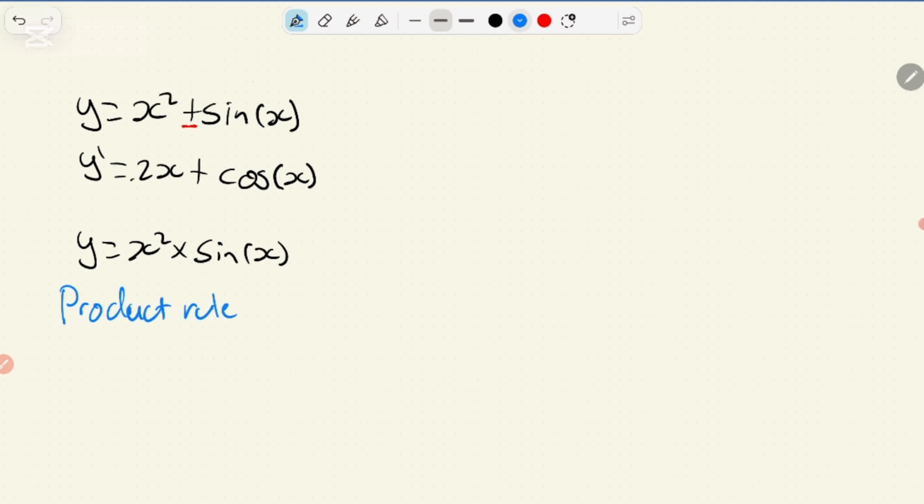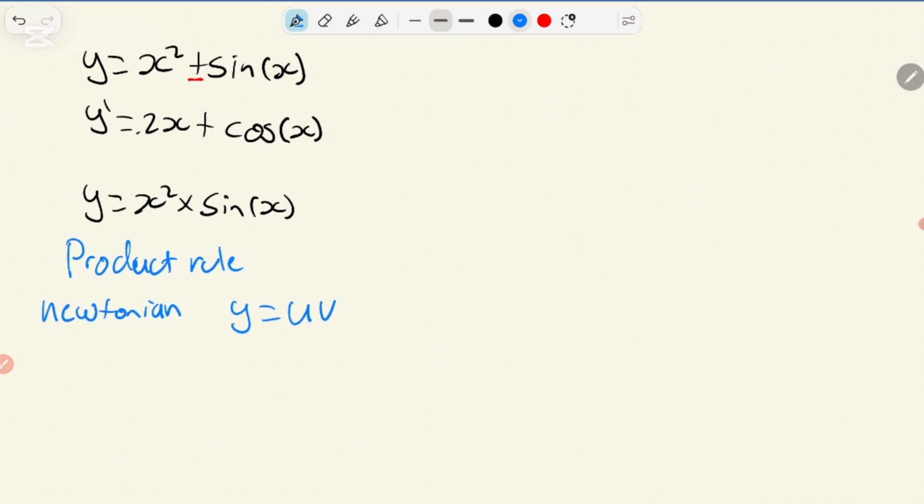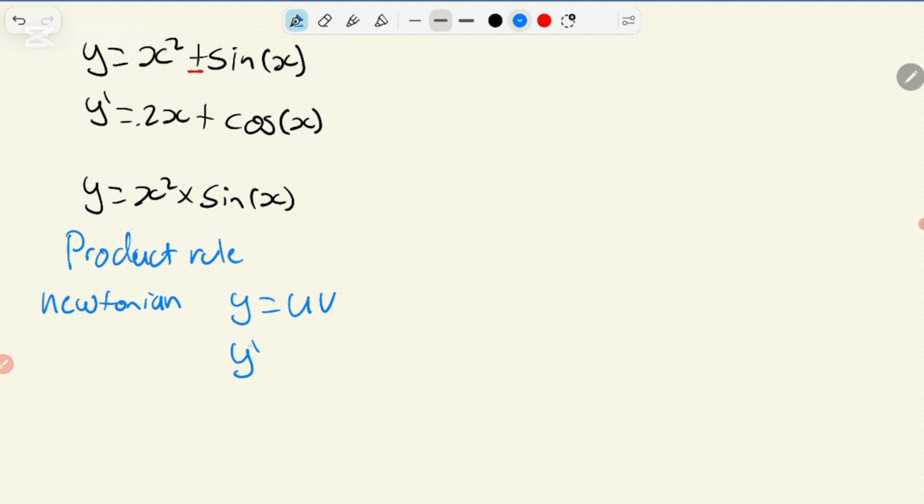We have two notations for this one. We've got the Newtonian notation, which is the one I will be using mostly, but they're both identical. So for some function y equals uv, the derivative y dash equals u dash v plus v dash u.